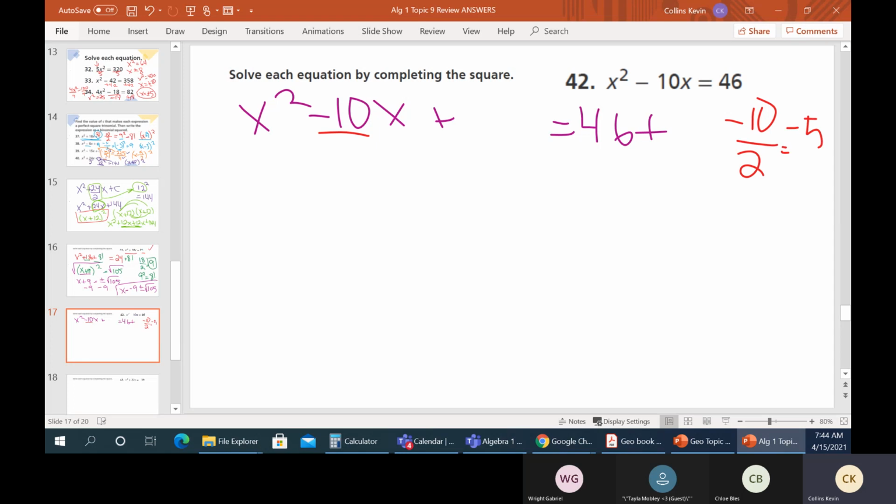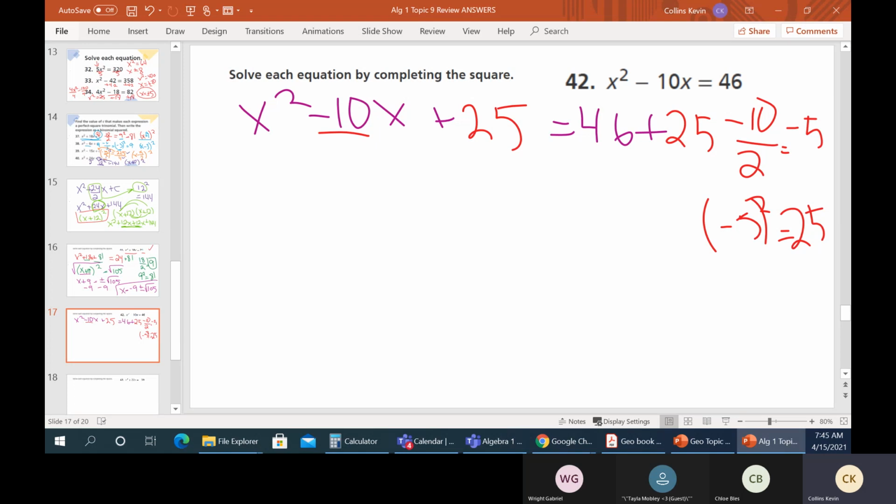Okay. Then we take our minus 5 and we square him. So minus 5 and minus 5 is 25. So we're going to add a 25 here and the 25 here. Fabulous. We'll get there eventually. There we go.